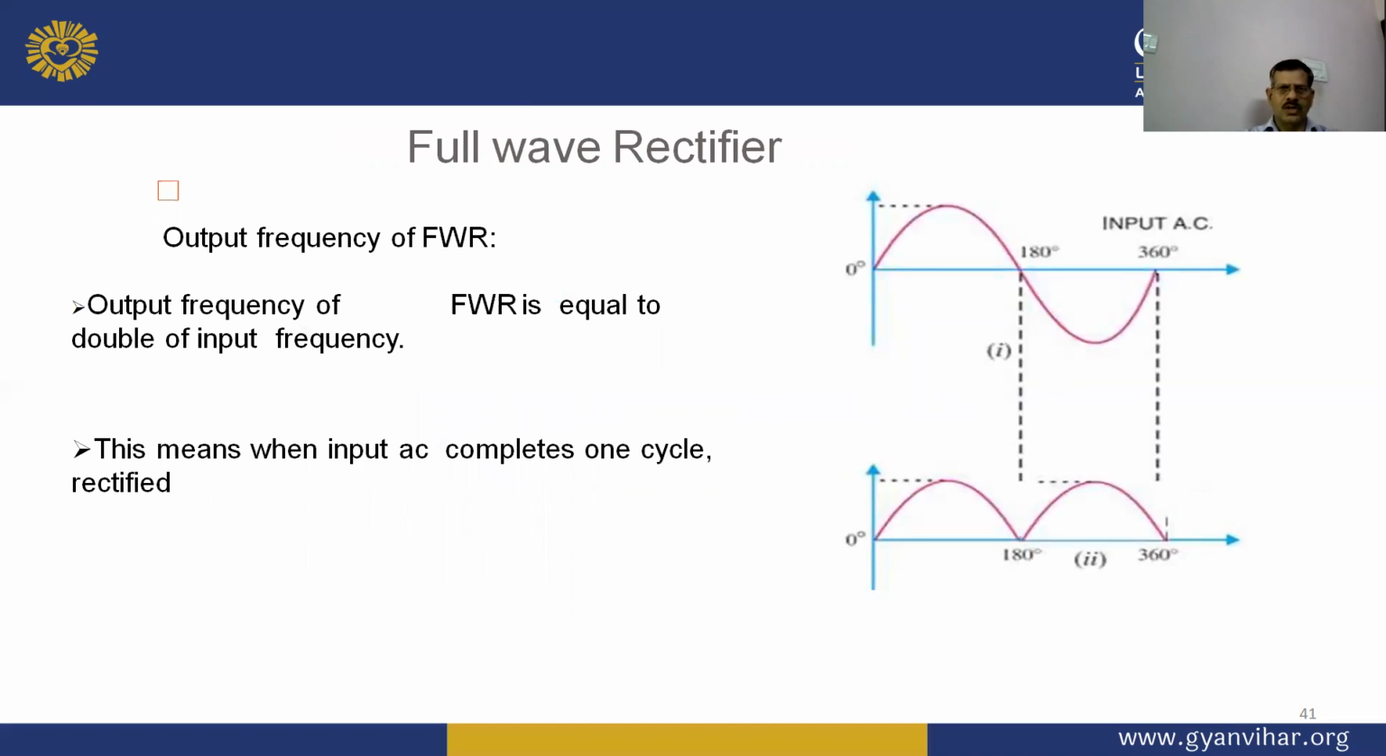In the waveform diagram, the output frequency of the full wave rectifier is double the input frequency. This means that when the input AC completes one cycle, it is rectified into two cycles at the output.